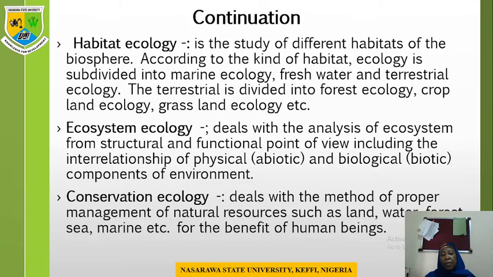The next one is ecosystem ecology. Ecosystem ecology deals with the analysis of the ecosystem from a structural and functional point of view, including the interrelationship of the physical, that is abiotic, and the biological, that is biotic, components of an environment. When we are talking about physical, there are things like stones, rocks, sands, water, etc. When we are talking about the biological, biotic components of the environment, we have the microorganisms, the plants, and the higher organisms.